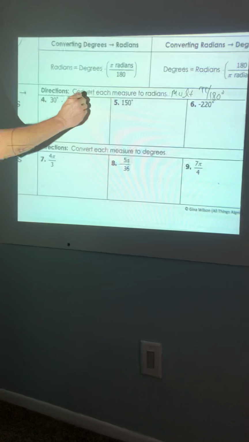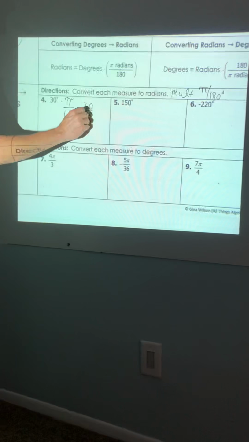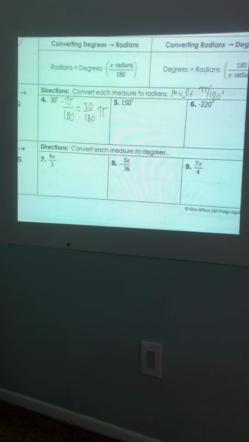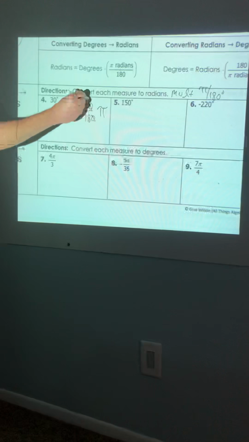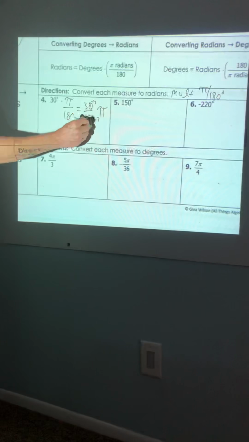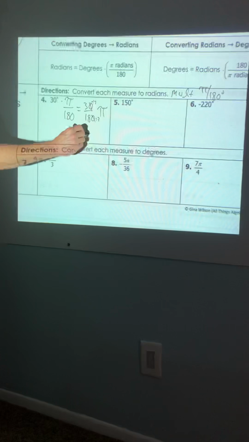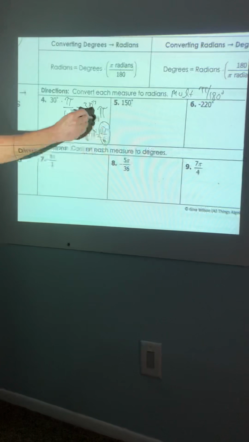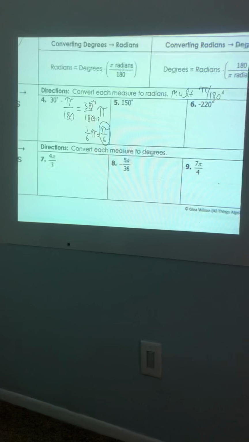So just keep the 30 over the 180 and immediately put the Greek symbol in the back so it doesn't cause you any stress. All right, drop those zeros and we're going to divide by 3, and you're going to get 1/6 pi, which is just pi over 6. Okay, 1/6 of something is just dividing by 6.